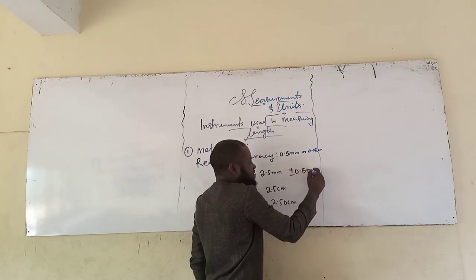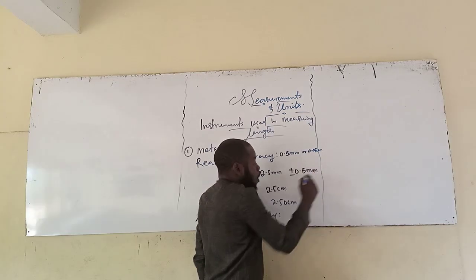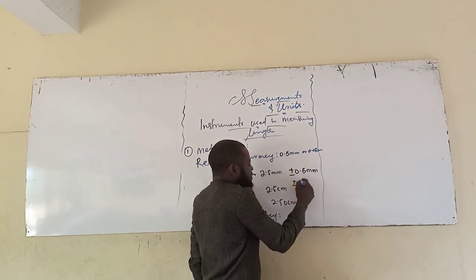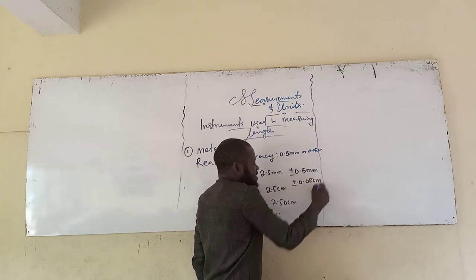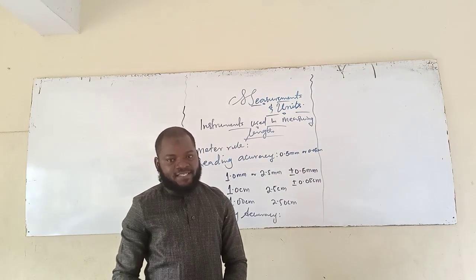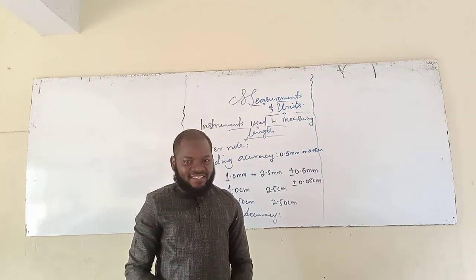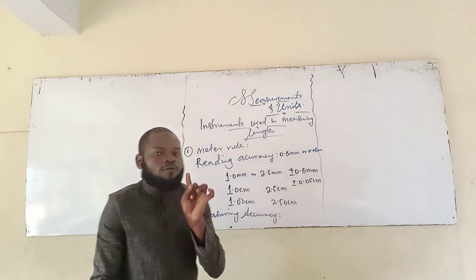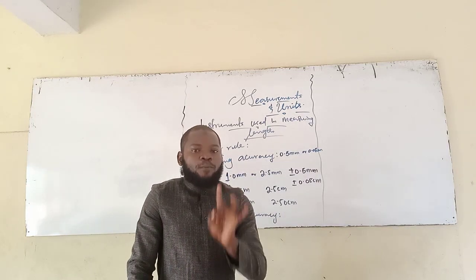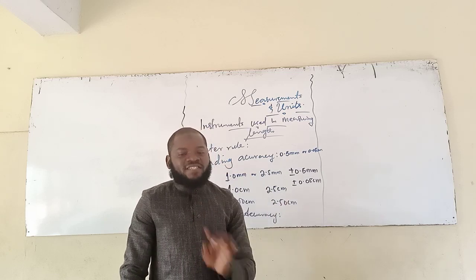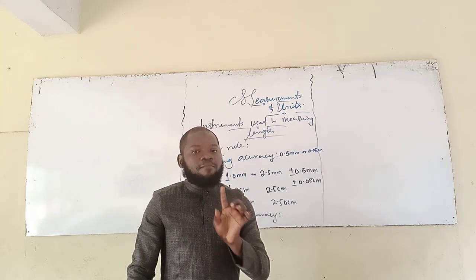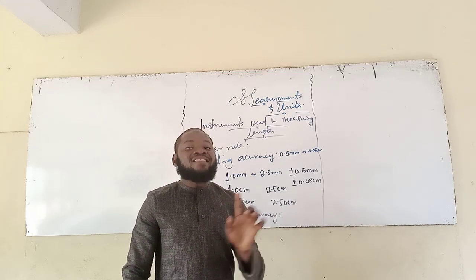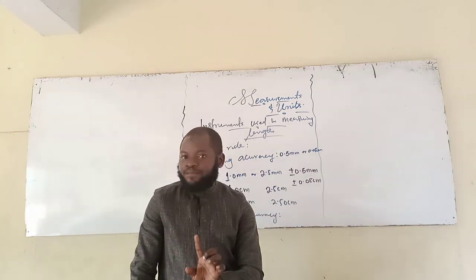So for a meter rule, the measuring accuracy is going to be plus or minus 0.5 millimeter, are we together? Or plus or minus 0.05 centimeter. That is the measuring accuracy. Do you understand that now? So please take good note of this. It might be confusing, but just get it clear now, because even in some past questions, they made the mistake of choosing one decimal place for centimeter.